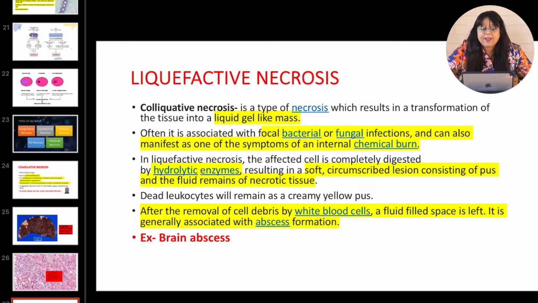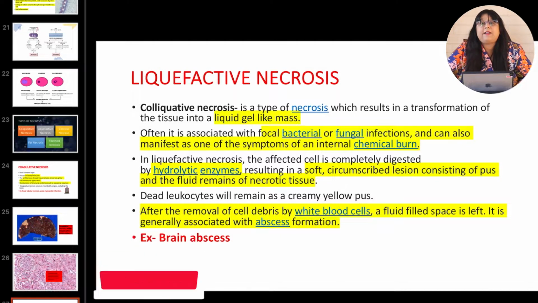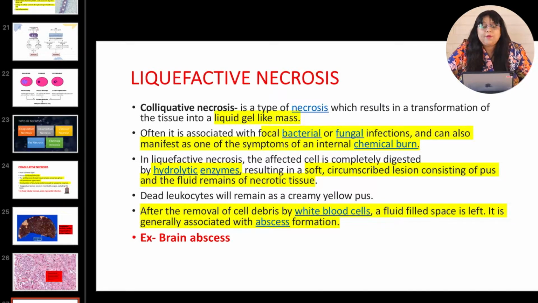burns. In liquefactive necrosis, the affected cell is completely digested by the hydrolytic enzymes, resulting in soft circumscribed lesion containing pus or fluid remains of the necrotic tissue. And after the removal of the cell debris by the white blood cells, as I have told you that the necrosis is invariably accompanied by inflammation, there will be a fluid filled space left, which is generally associated with abscess formation. So where can you see liquefactive necrosis? Liquefactive necrosis is seen in brain abscess.